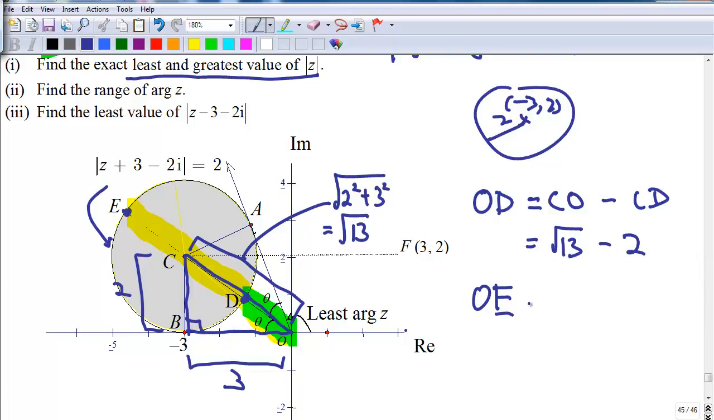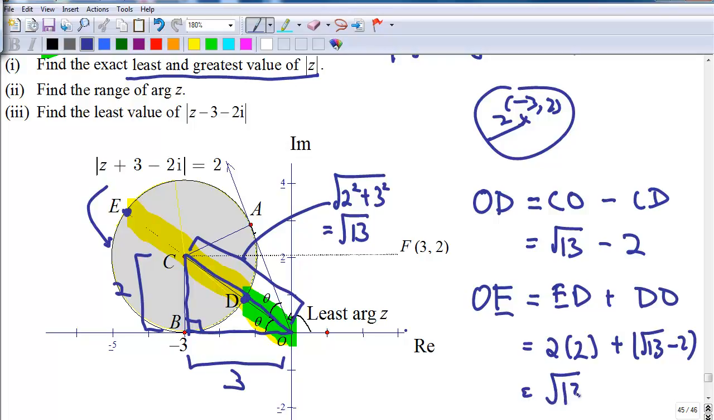OE can be found straight away once you have found OD, because OE is the same as ED plus DO. And if you look at ED, ED is just the diameter of the circle, so it's 2 times 2. And what's DO? DO is OD, and that's just square root 13 minus 2. And then now you have your answer. Square root 13 plus 2. Done.